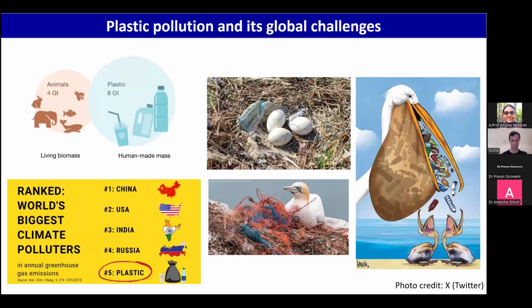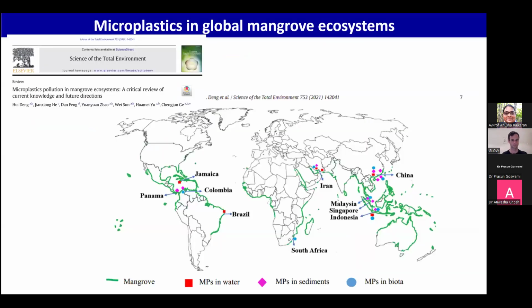As a result, human-made mass has already surpassed the living biomass on this earth, and plastic has emerged as the fifth largest climate polluter on this planet. And we can see the interaction of plastics in every sphere of this world. So coming to the mangroves, as we can see from this global map, mangroves are mostly placed in the tropical and subtropical environments. And historically, these are the places where the human populations are also quite high. So naturally, the anthropogenic and natural conflicts are more over here. So the plastic usage in these environments is also high.